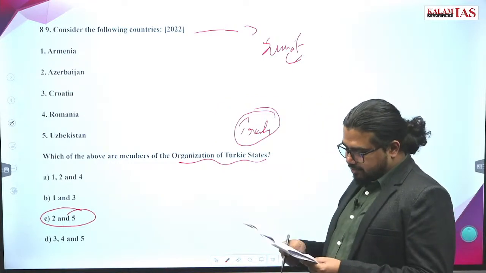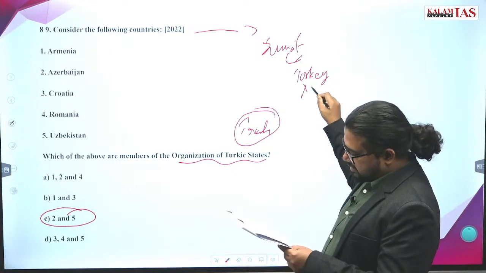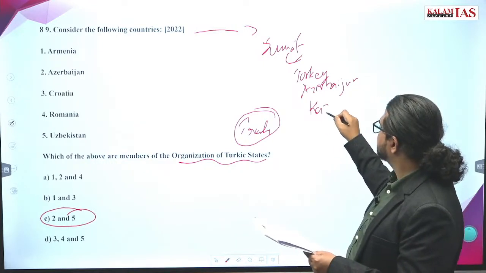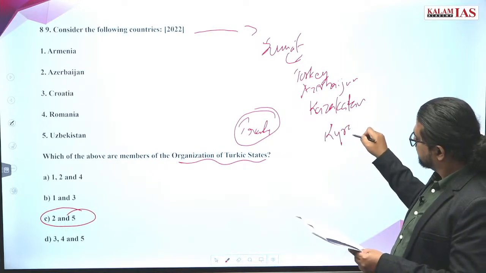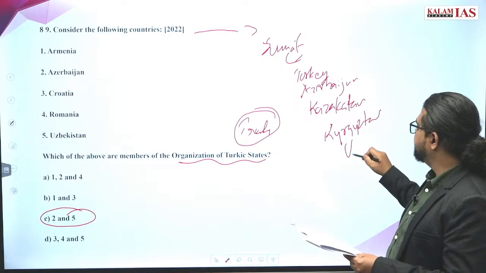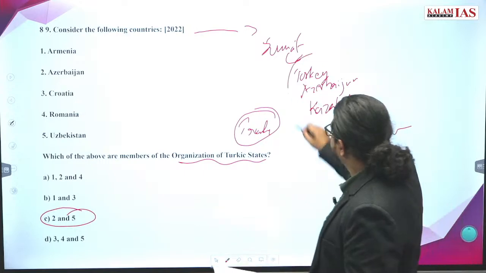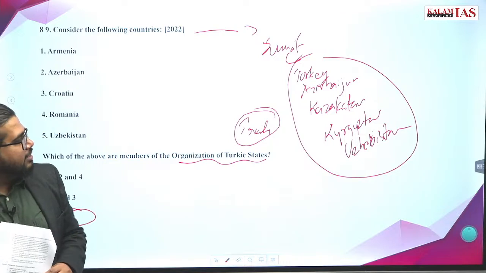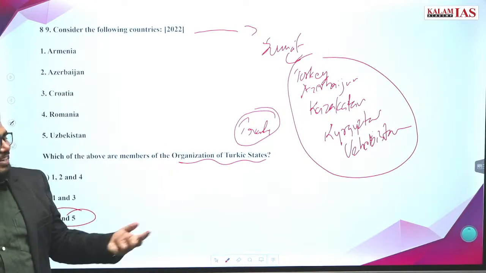Which countries are part of this? Turkey is there, Azerbaijan, Kazakhstan, Kyrgyzstan, and Uzbekistan. These 5 countries are part of this grouping. If you have gone through the reading, you can apply it. Otherwise, you can apply extreme logic like this: these 2 are fighting countries, so they cannot be in the same grouping.